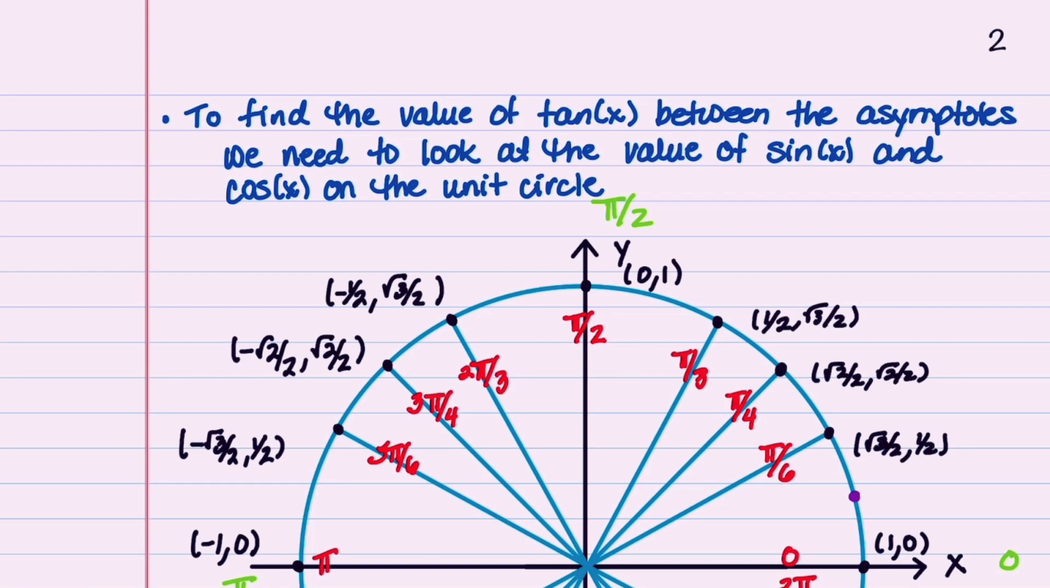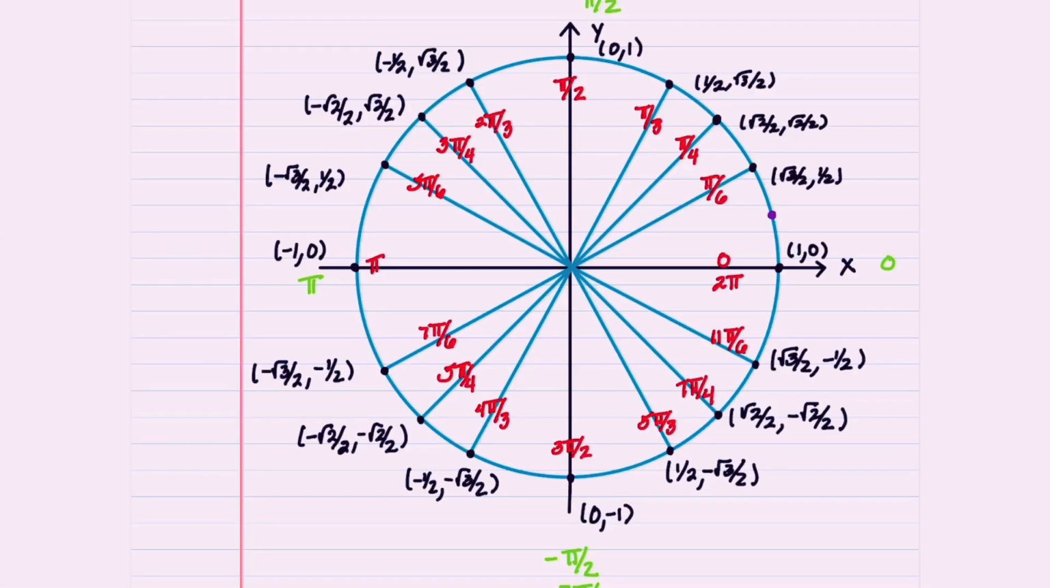To find the value of tangent x between the asymptotes, we need to look at the value of sine x and cosine x on the unit circle. The coordinate points on the unit circle are given by cosine x and sine x. So let's write that down. X is equal to cosine x and y is equal to sine x. Let's then remind ourselves that tangent x is equal to sine x divided by cosine x.